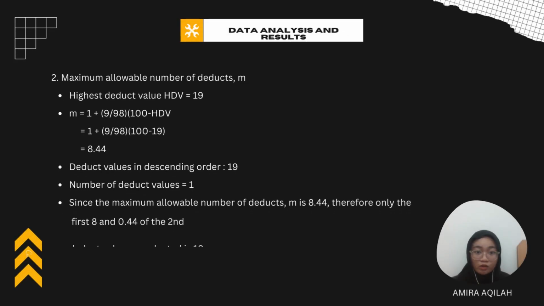For step 2, we calculate the maximum allowable number of deducts, M. So we take the highest deduct value, HDV, which is 19. So we substitute in the M formula. So we get M is 8.44. And then we list the deduct values in descending order, which is 19, and the number of deduct values is 1. Since the maximum allowable number of deducts M is 8.44, therefore only the first 8 and 0.44 of the second. So the deduct value selected is 19.